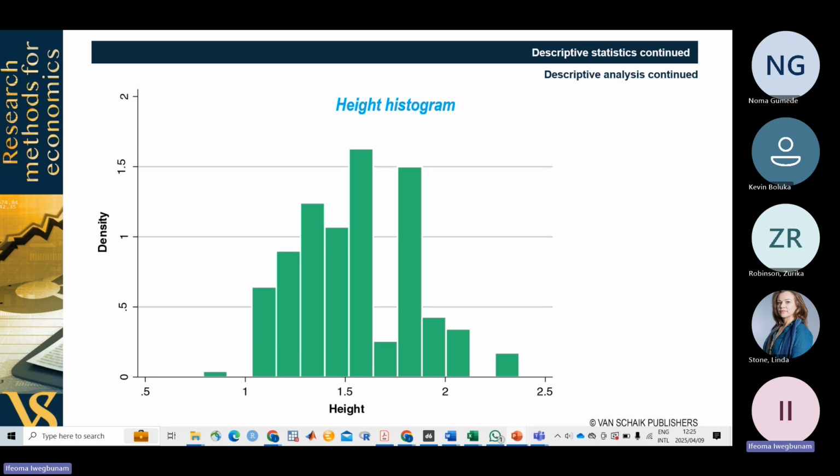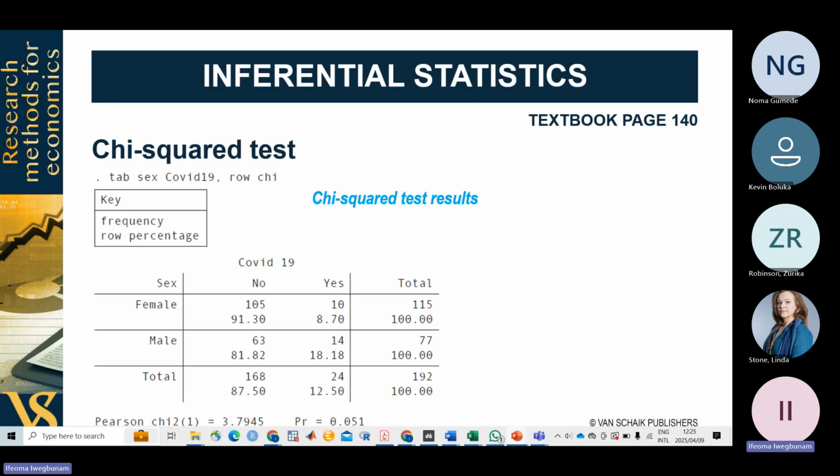Looking at the sample, you will see that the histogram is skewed. So when you're working with a data like this, you need to normalize the data before you continue with your research to be able to get the expected result in your research.